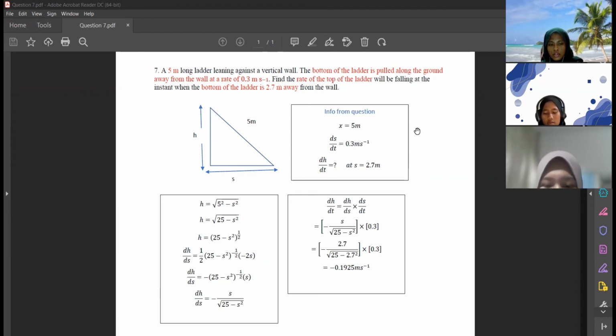So using the value of h, we need to differentiate h to get dh over ds, because we need to use it in another formula. Next formula. So dh over ds will be 1 over 2 bracket 25 minus s squared to the power of negative 1 over 2, multiplied with negative 2s. After we simplify it, we get negative s over square root of 25 minus s squared. So I will pass to Jaya.